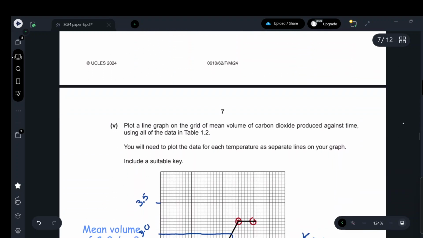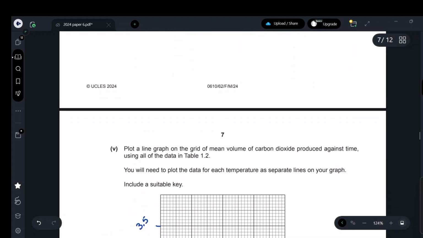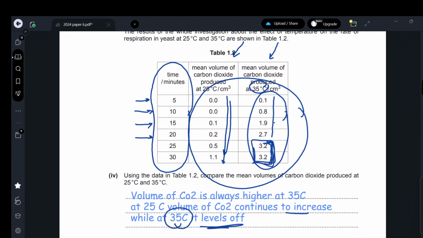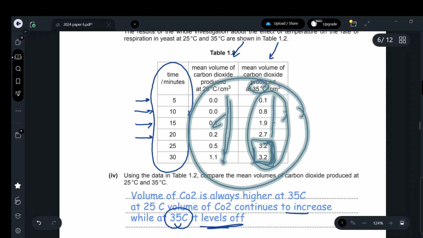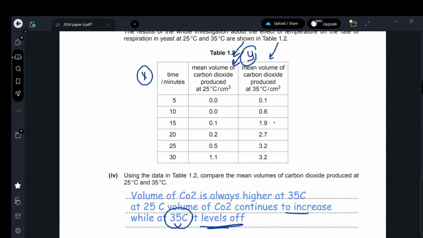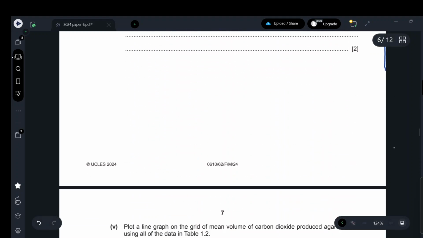Okay. Plot a line graph of the mean volume of carbon dioxide using all the data. I want to plot a line graph for all of this. What do I do? Left side of the table is on the x-axis. Right side on the y-axis, but I'm going to plot two lines. On the x-axis, I will put my scale 5, 10, 15, 20, 25, 30.